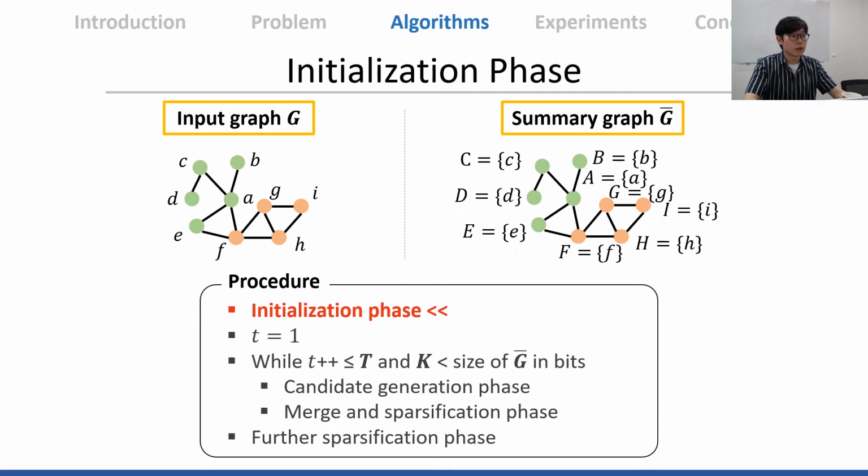SSumM first initializes G bar to G. Each subnode in G is regarded as a supernode in G bar. Similarly, each sub-edge is regarded as a superedge.